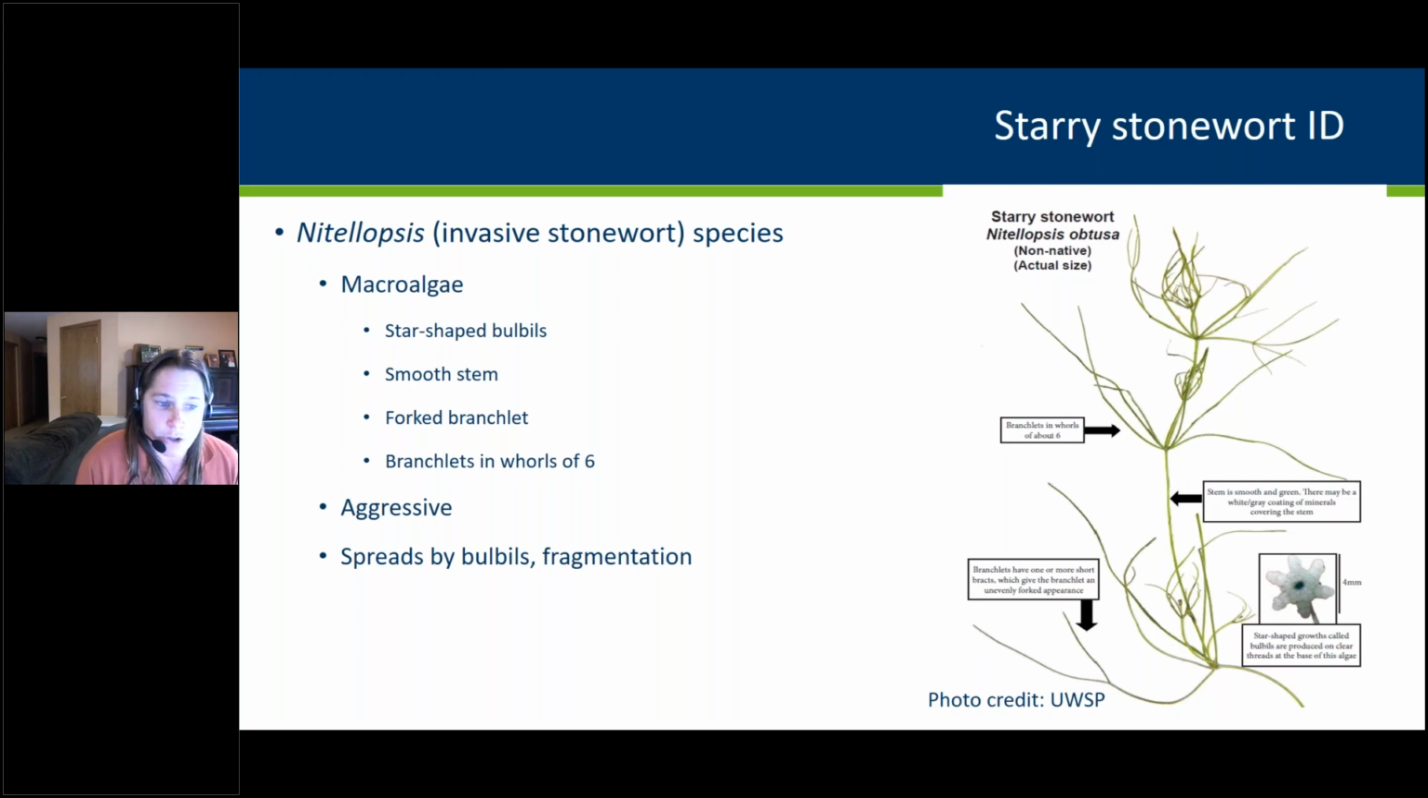It is an aggressive species, so in both managed and unmanaged plots in Minnesota, we see this species taking over these native plant communities. It spreads by bulbils, where each node will form a bulbil, and it also spreads by fragmentation.